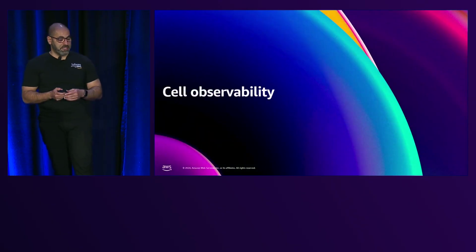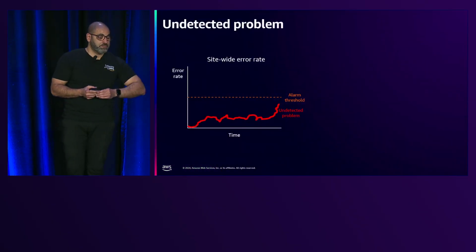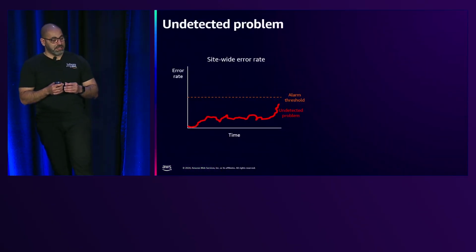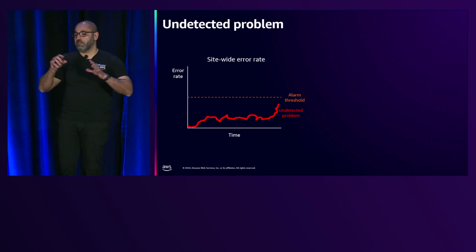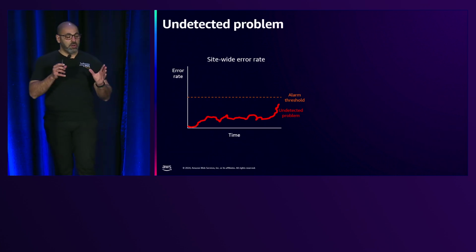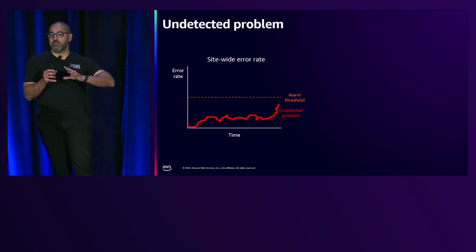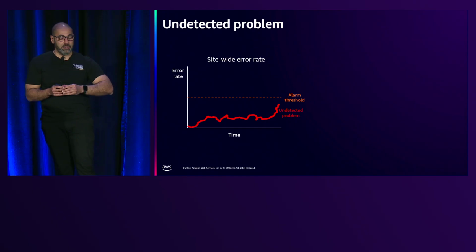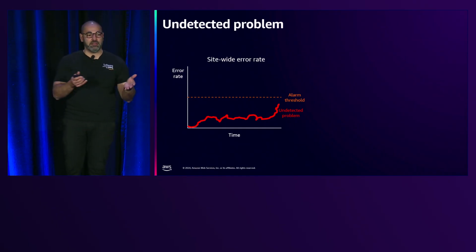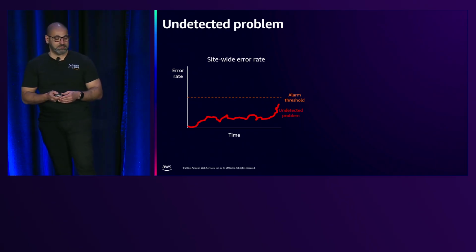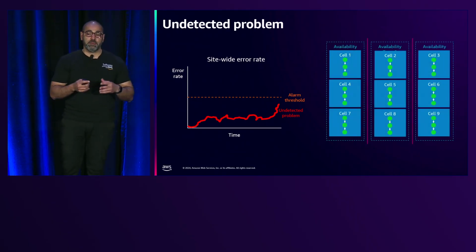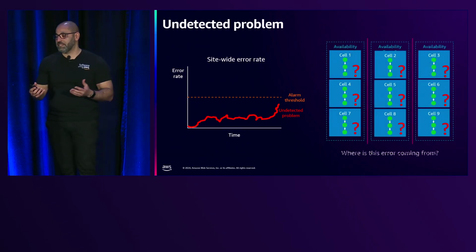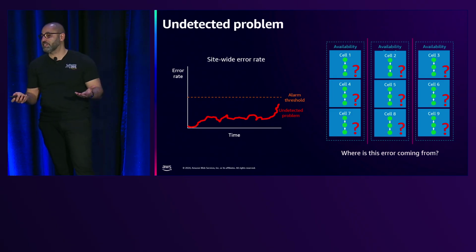Next up is observability. So we have a graph here that's showing the error rate for the entire site, right? What we see in this visual is that the problem is actually not detected. It hasn't exceeded the threshold, and the problem is hidden here. So right now, we're not being alerted, although there's a clear problem, we're not able to see it, and no one's being informed about it. And the problem is magnified when you have something like cell-based architecture, because then you don't even know where the issue is coming from.